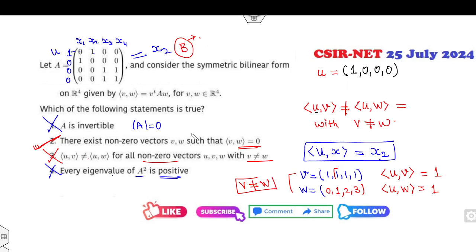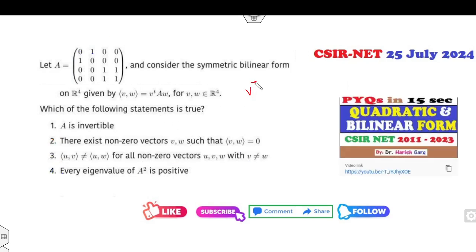Always remember, students, whenever you are talking about this form, what does it mean? This is the quadratic form. Once it is a quadratic form, how can you think about that? Positive definite, negative definite, and indefinite. Moreover, if the matrix is given to you, you can think about the rank or the eigenvalues.